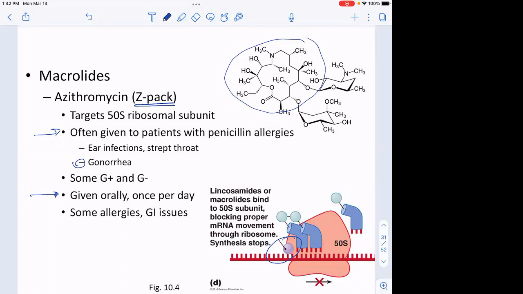There are a few allergies to it, not as many people as have a penicillin allergy. Some GI issues like a little nausea. Not nearly as bad as the earlier generation macrolide erythromycin. That was a lot worse, a lot more stomach cramping when people took that. So this is a little bit better.